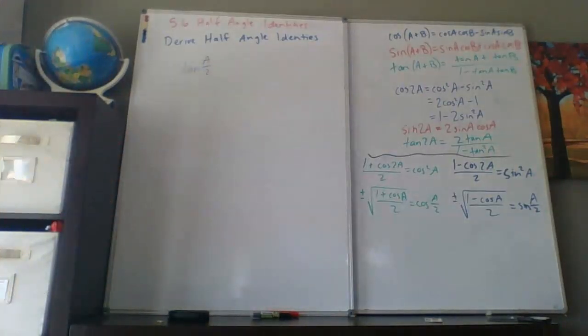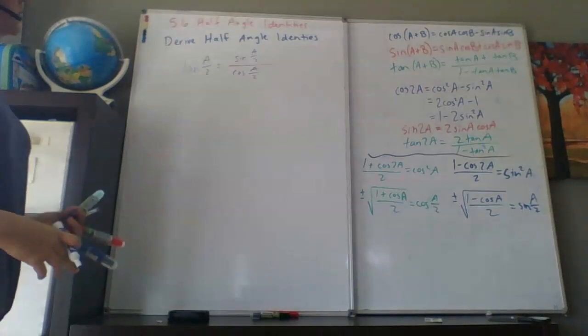Now to derive the half-angle identity for tangent of a over 2, we're going to just do sine of a over 2 over cosine of a over 2.